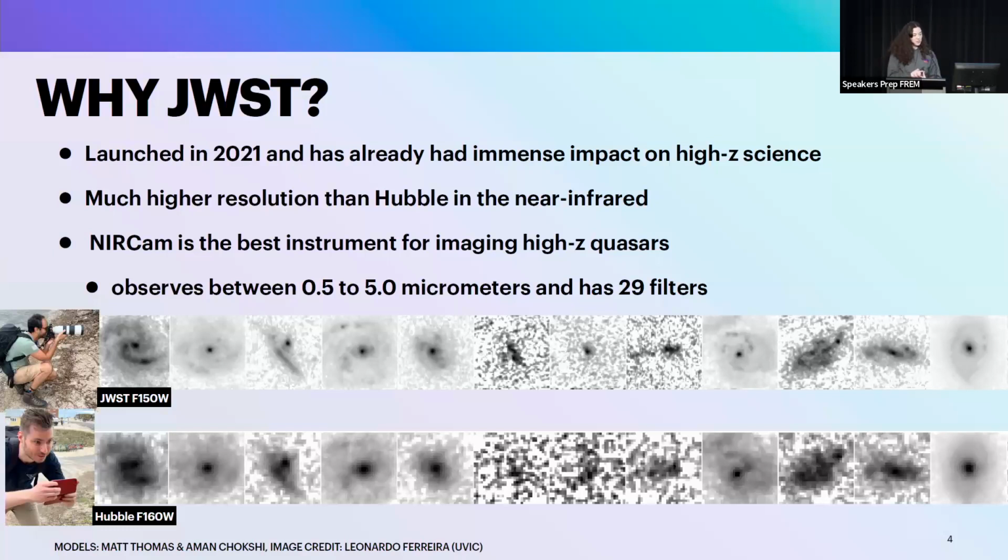So NIRCam is currently the best instrument to image these high redshift quasars, and it observes between 0.5 to 5 micrometers. So this 150W filter is just one example. It has 29 filters, but I'll just be talking about 2 today.